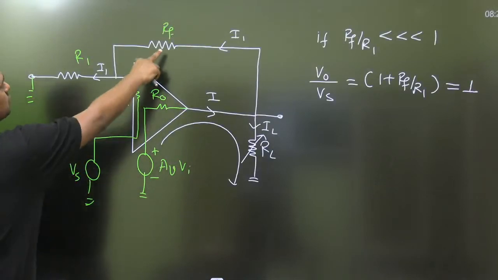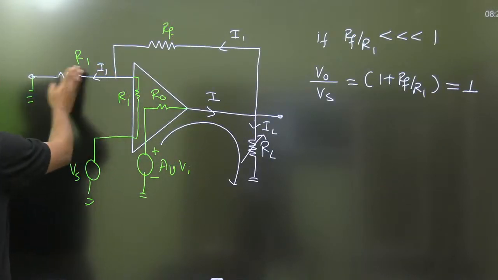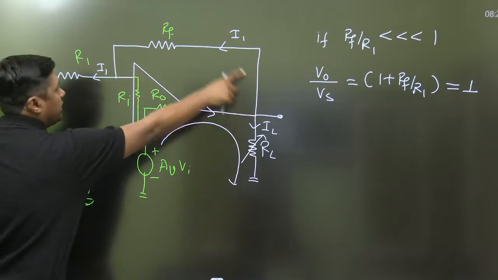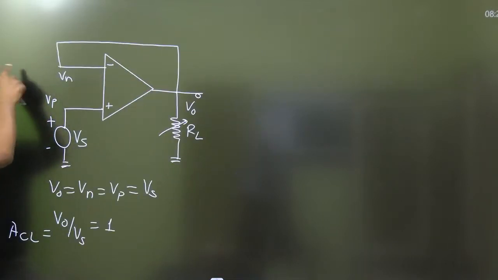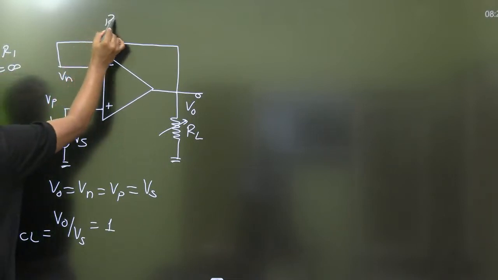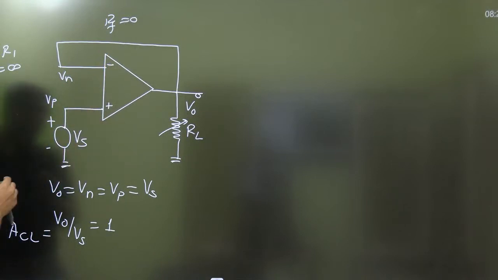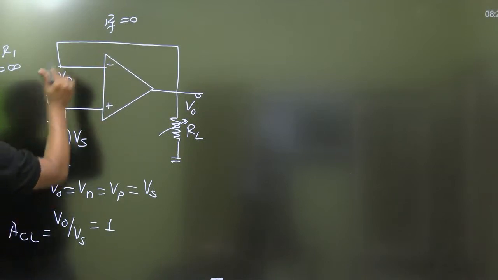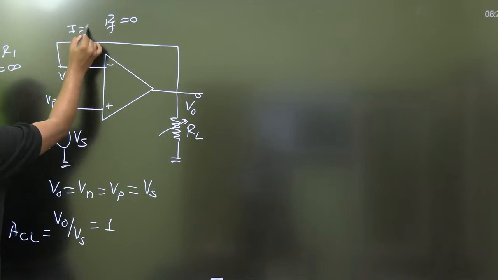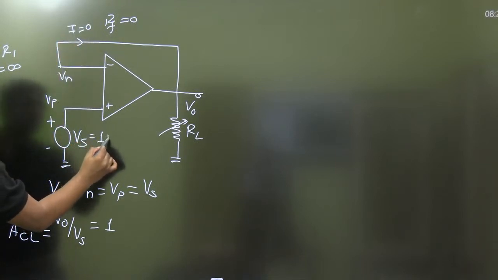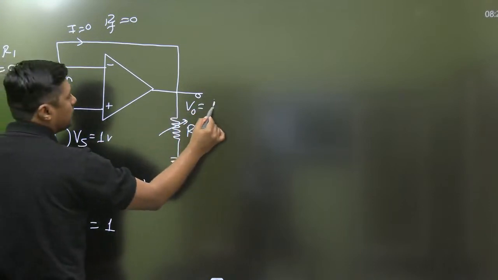I am making the Rf is equal to 0, R1 is equal to infinite. R1 will act as open circuit, Rf will act as 0, and that's why this point is connected here. There is no R1, means R1 is equal to infinity, Rf is equal to 0. Finished? Now this is called voltage follower. What is the current in this branch? 0. For example, if Vs is 1 volt, output will be 1 volt.